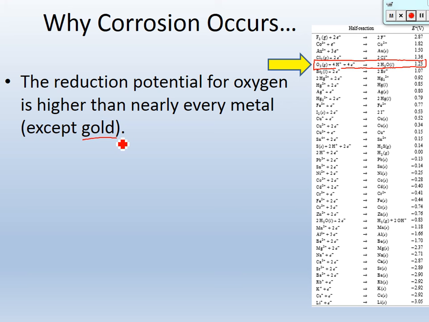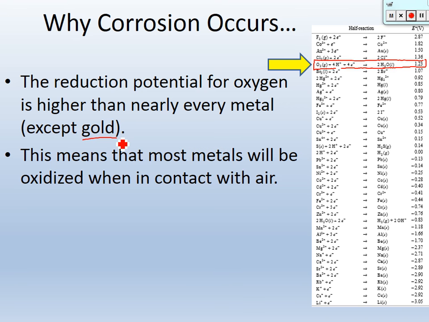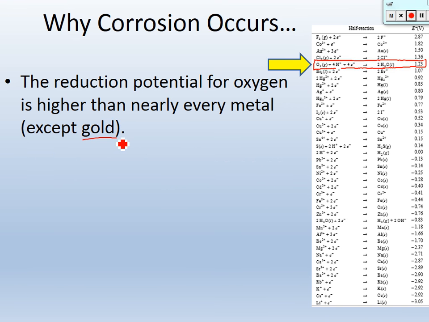Okay, well, what's the big deal? Why is that important to know? Well, let's go back to this table. Guys, if you're higher on this table, are you going to be reduced or oxidized? Reduced. So if you're higher, you're going to be reduced. If you're lower on this table, you're going to be what? Oxidized. And the oxidation of metal is what? You get corroded. It's corrosion.